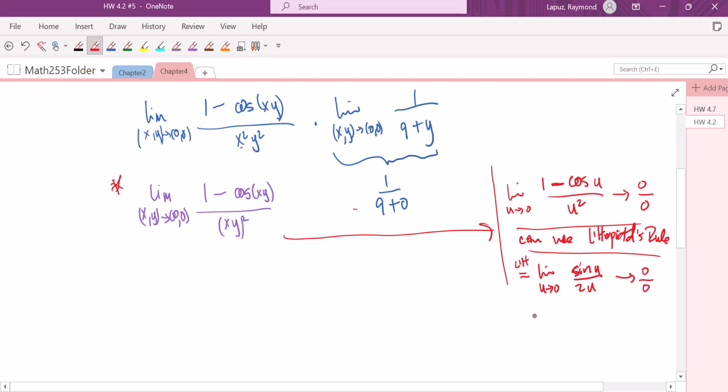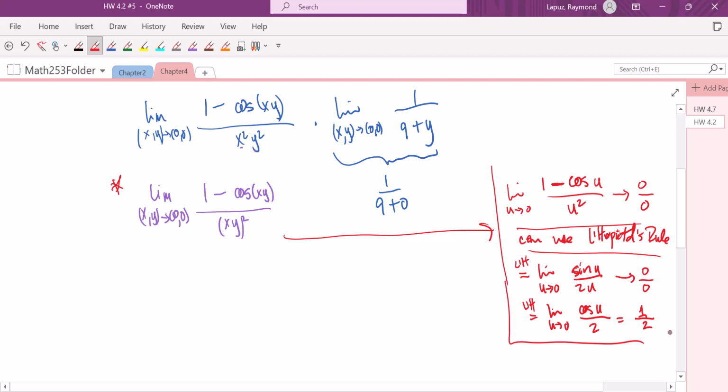So we have another shot at L'Hopital's rule by taking the limit as u approaches 0. The derivative of sine of u is cosine u, and the derivative of 2u is just 2. So as u goes to 0, cosine of u will approach 1, and this is just a constant 2. So this is going to be 1/2.